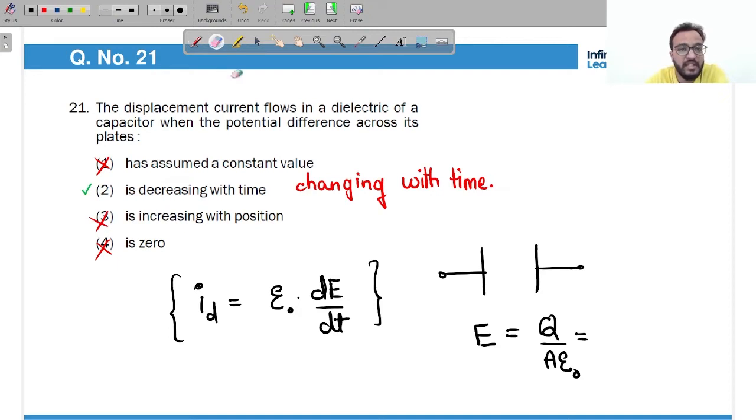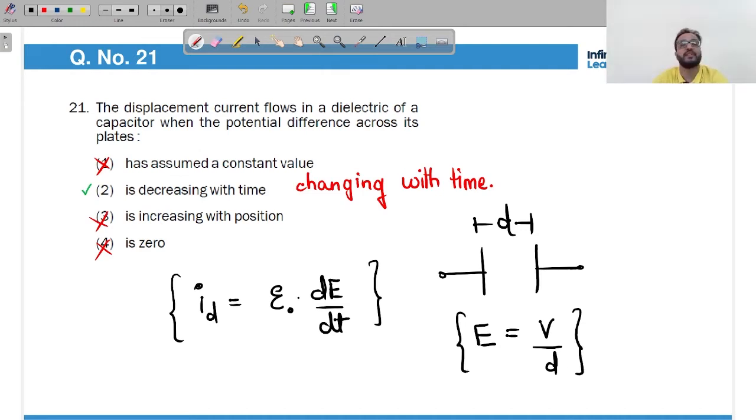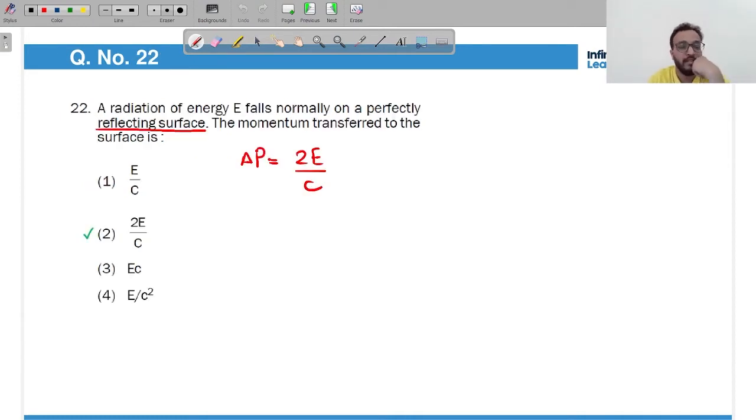Or you can directly say that electric field is potential difference over the gap. If the gap between the plates is D, then it is V upon D, right? So electric field depends upon potential difference. So if you change potential difference with time, electric field will automatically change with time, and hence there will be displacement current, otherwise not. So this is a common formula for reflecting surfaces. The momentum transferred is 2 E by C. And for non-reflecting surfaces, the momentum transferred will be only E by C.